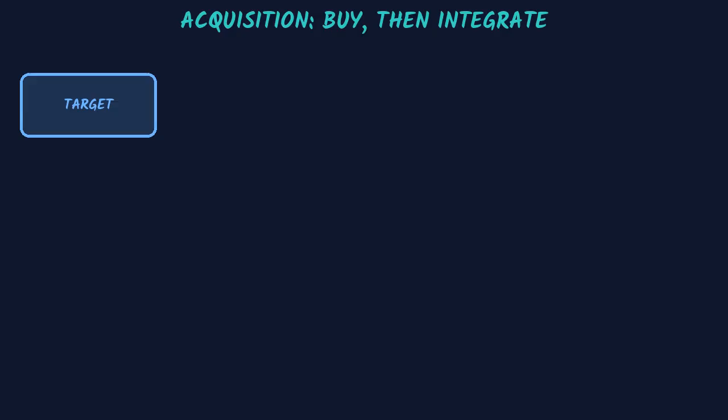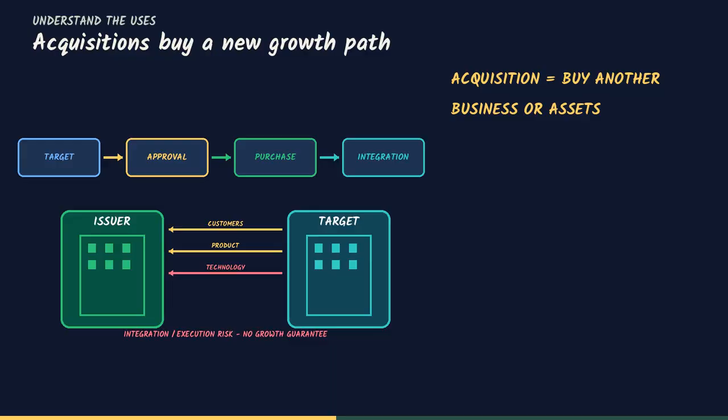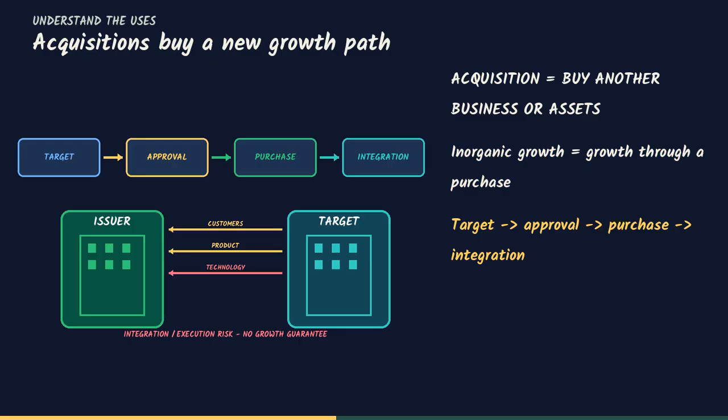An acquisition, also called inorganic growth, means buying another business or selected assets instead of building that growth only inside the company. The purchase may add customers, products, technology, or capacity, but value depends on price, execution, and integration, meaning whether the two operations can work together as planned. Check whether a target is identified, what approval or timing remains, how much fresh money is committed, and what integration risks the filing discloses.